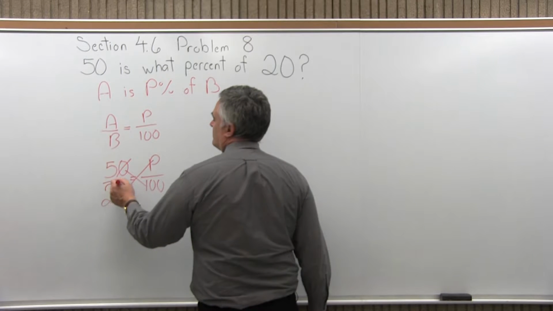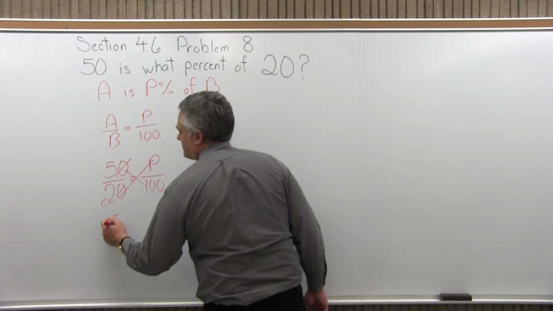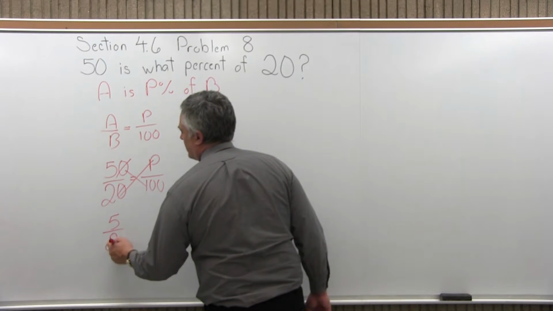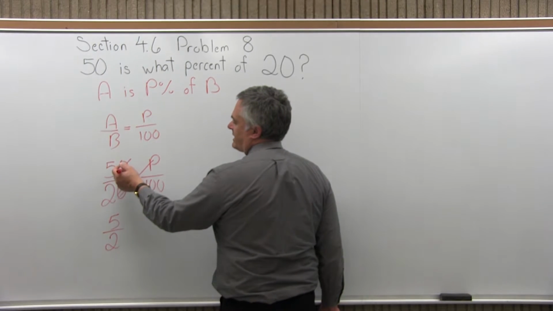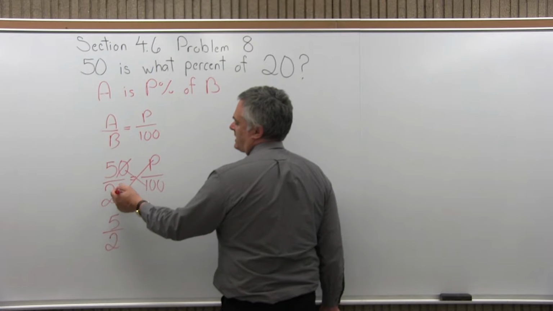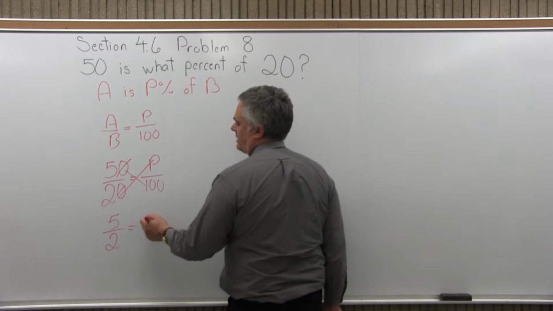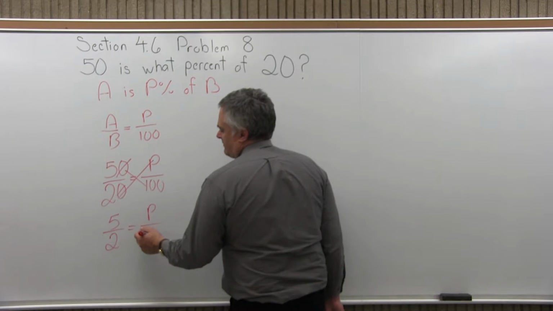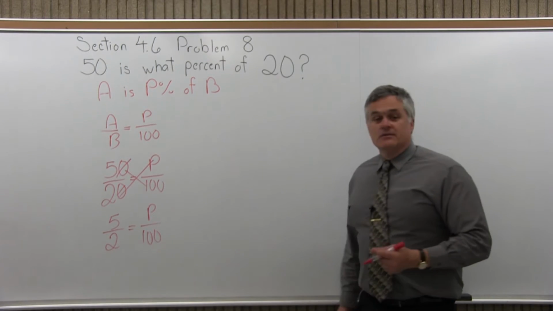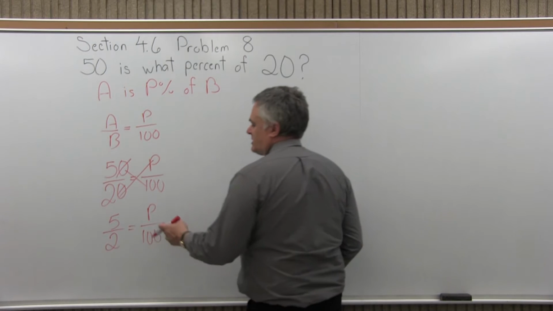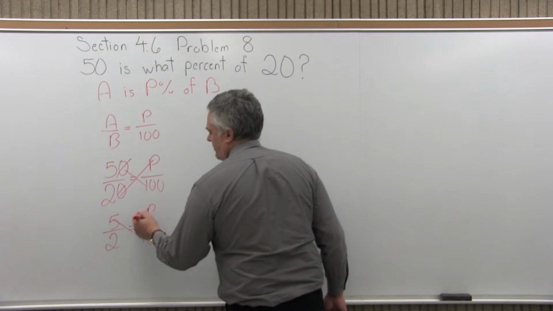And notice we can reduce this. Sometimes I reduce, sometimes I don't. You will get the same answer either way. Let's reduce it. 5 over 2 is the same as 50 over 20. I basically divide 10 into the numerator 5 times, divide 10 into the denominator twice. So again, same situation. One fraction equals another, one unknown. We're going to solve by cross multiplying.